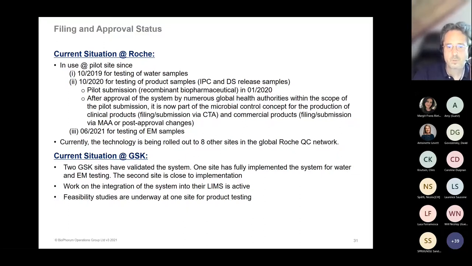From that time point on, we use any filing opportunity, either clinical trial applications or launch activities, but also post-approval changes, control lifecycle updates or whatever, to introduce the automated colony counter. This site in Germany did all the validation or qualification activities for EM samples, and they introduced the automated colony counting for EM samples in June 21, a year ago. Right now, the technology is being rolled out to 8 other sites in the global Roche network. Focus is on product testing, and let's keep our fingers crossed we can complete the exercise by the end of 2022. Next step would be to use the system for water testing, and then all the activities will start in early 2023.